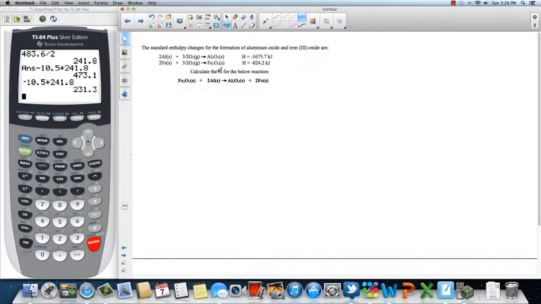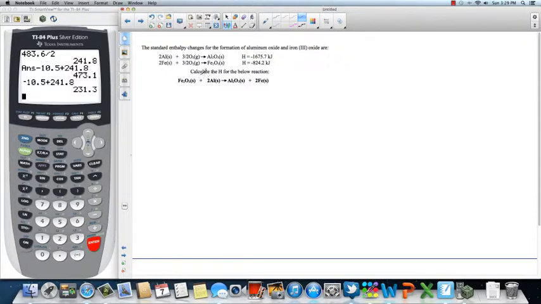Standard enthalpy changes for the formation of aluminum oxide and iron 3 oxide are those steps, and we're trying to find the delta H for iron oxide plus 2 aluminum gives us Al2O3 plus 2 Fe. The nice thing is by inspection, we can see that we want 1 iron oxide, we've got 1. We want 2 aluminum, we've got 2. We want 1 aluminum oxide, we've got 1. We want 2 iron, we've got 2. So we're not going to have to change the multiples.